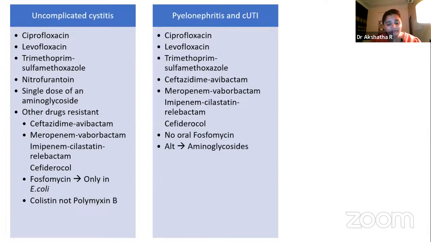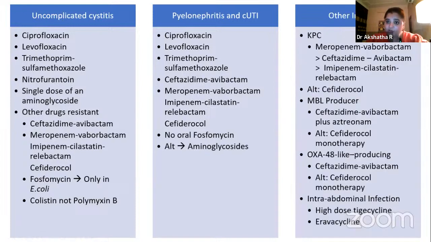In case of pyelonephritis or complicated UTI, similarly, if a non-beta-lactam like fluoroquinolone or cotrimoxazole susceptibility is demonstrated, it can be used. Otherwise, use the newer beta-lactam/beta-lactamase inhibitors; there is no role of oral fosfomycin. Alternatively, aminoglycoside for the entire duration, that is around 7 days, can be used.